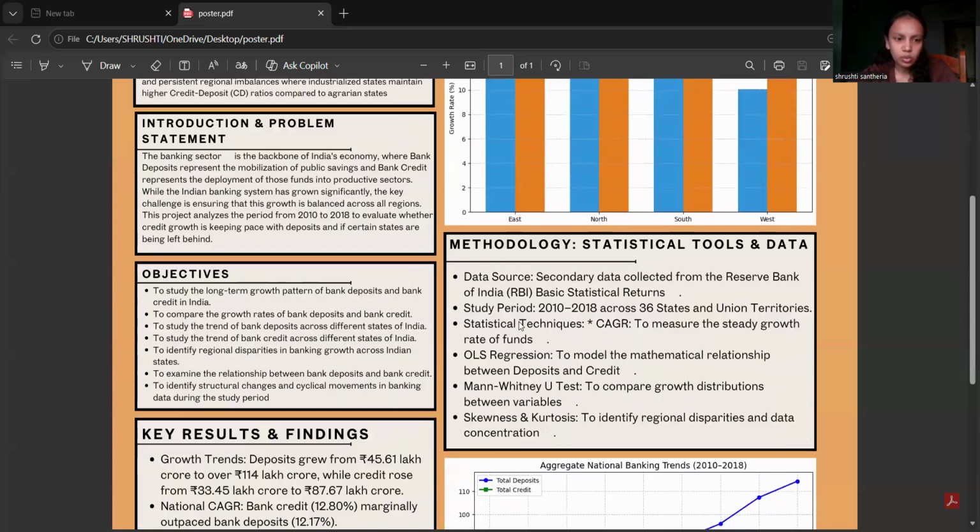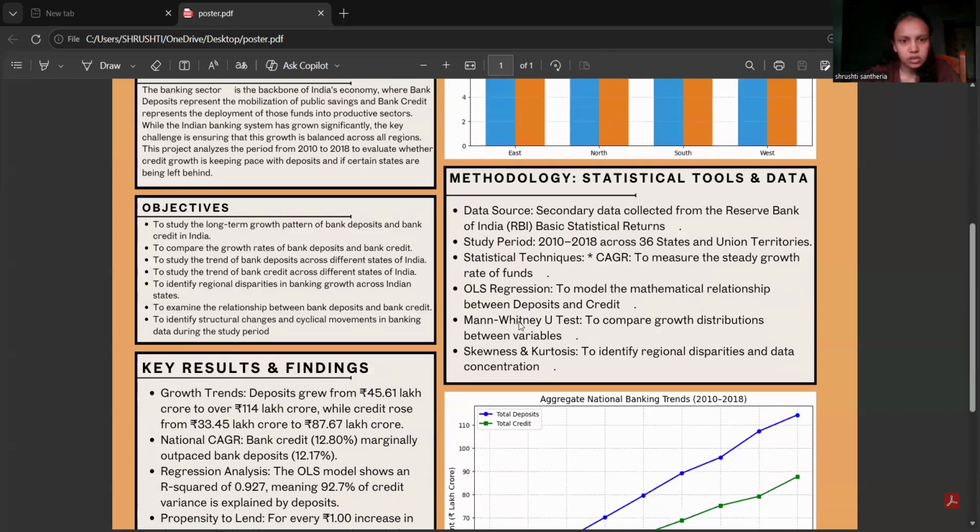Also, there was a structural change after 2014. So, let me go to the objectives. So, here are my main objectives for this study: to study the long-term growth pattern of bank deposit and credit, to compare the growth rate of bank deposit and credit, to analyze trends across different states, meaning to analyze deposit and credit across different states in India, to identify the regional disparities, to study if there is any relationship between deposit and credit, and to identify any structural changes.